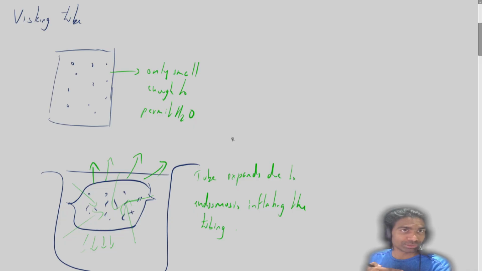And just like diffusion, osmosis is also influenced by the same factors. That is, it's influenced by the concentration gradient, it's also influenced by the temperature, and it's also influenced by the pathway that's present between them. Right? So these are the different factors that will influence osmosis. Okay? So endosmosis is when water is going into a substance, and exosmosis is when water is leaving a substance.